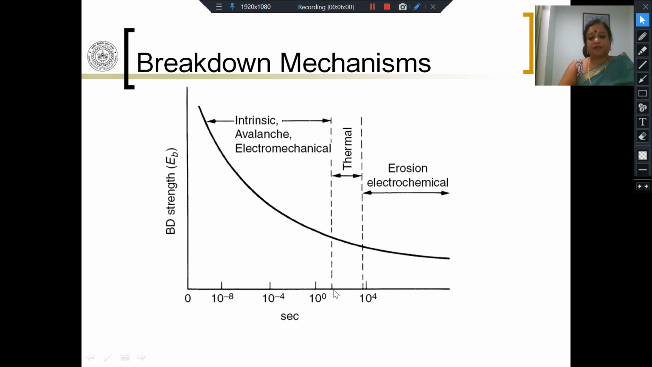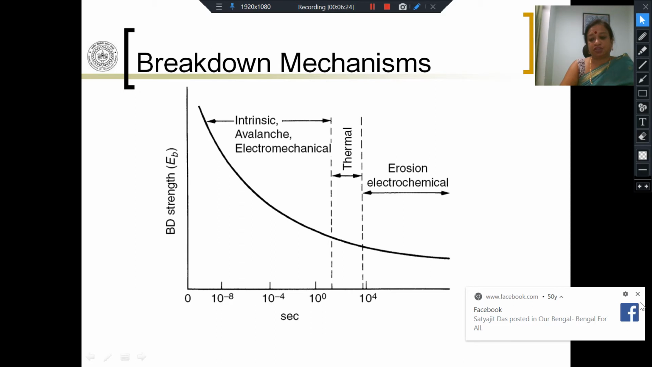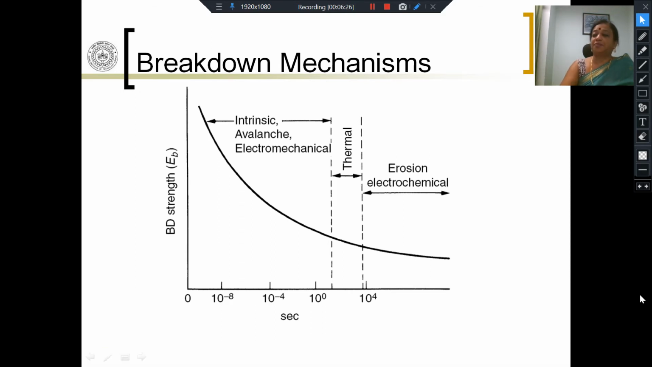Between a few seconds and up to around 10 to the power 4 seconds, normally the breakdown mechanism responsible for the dielectric breakdown is a thermal mechanism. And if you're looking at failure of solid materials beyond this time, when the failure develops over a long period of time, greater than 10 to the power 4 seconds, this might be something that happens over a very large number of years. In that case, the processes that must be responsible are erosion or electrochemical processes.